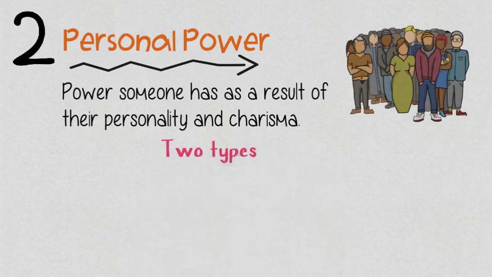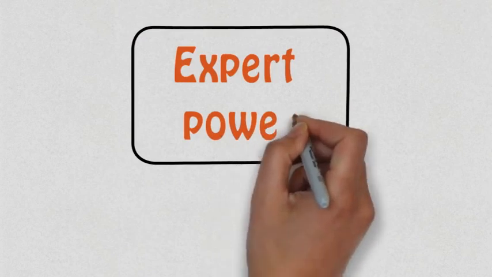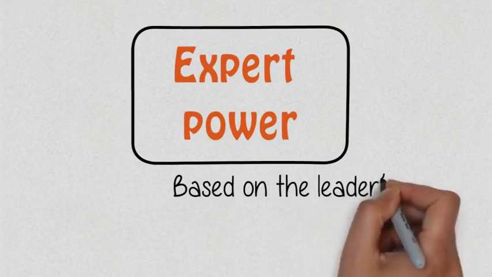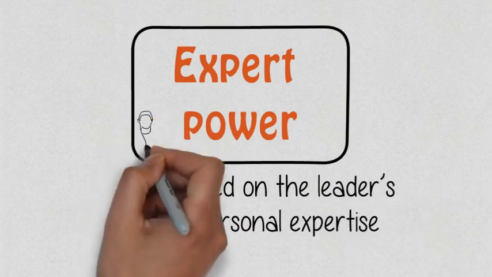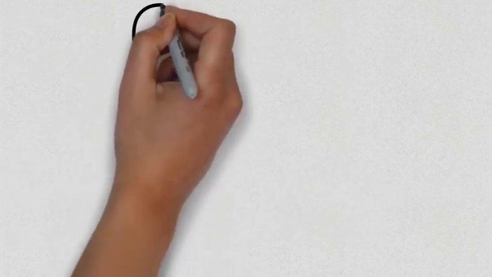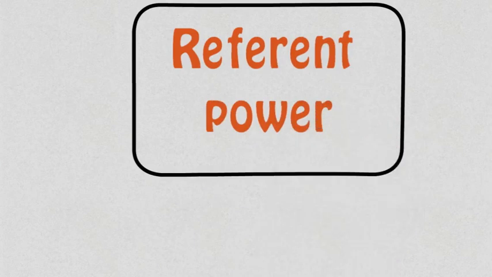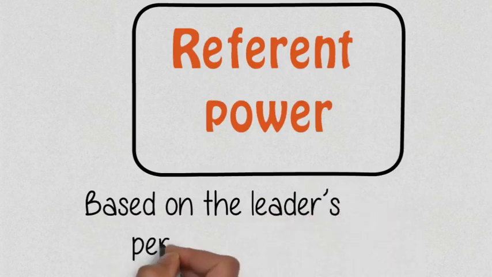Personal power can be divided into 2 main types. The first type of personal power refers to expert power. Expert power is based on the leader's personal expertise in a given field or situation. The second type of personal power is known as referent power. Referent power is based on the leader's personal traits that are admired by followers.